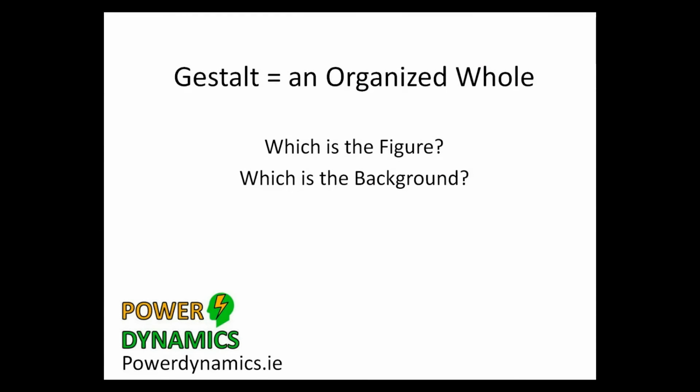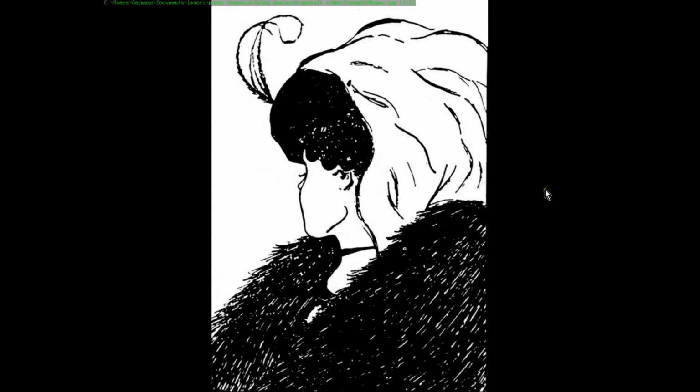A gestalt is an organized whole. When you look at something from a gestalt point of view, you always wonder which is the figure and which is the background. Usually they show you a picture like this and they ask you, can you see the old woman? And now can you see the young woman? Yes, I can see them. So what? Usually the only thing I get is that they try to look smarter than me.